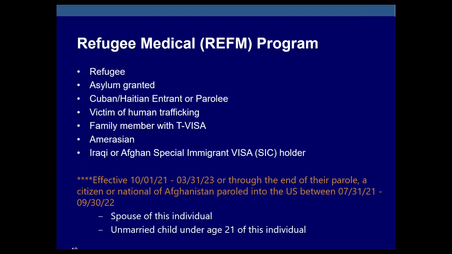So within the ONE system, refugee medical falls under medical programs. And just to let you know that effective October 1st, 2021 through March 31st, 2023, or through the end of their parole, a citizen or national of Afghanistan paroled into the United States between July 31st, 2021 through September 30th, 2022 falls into these refugee medical programs and these bulleted statuses. So this would also include the spouse of the individual, also unmarried children under the age of 21 of this individual.